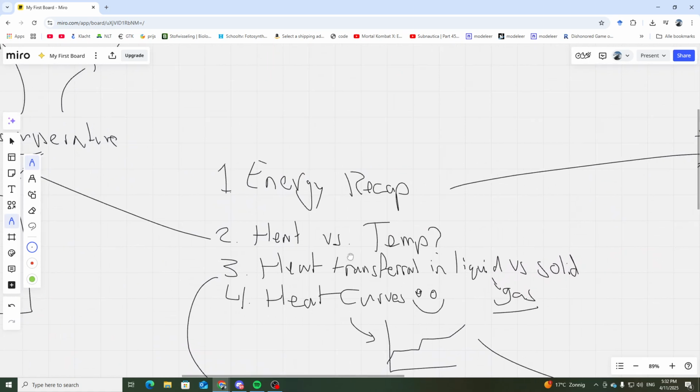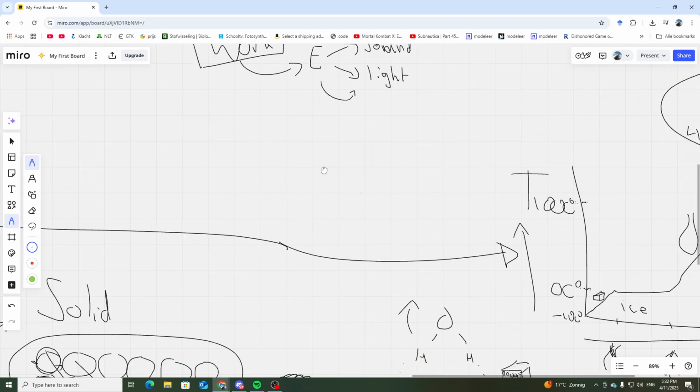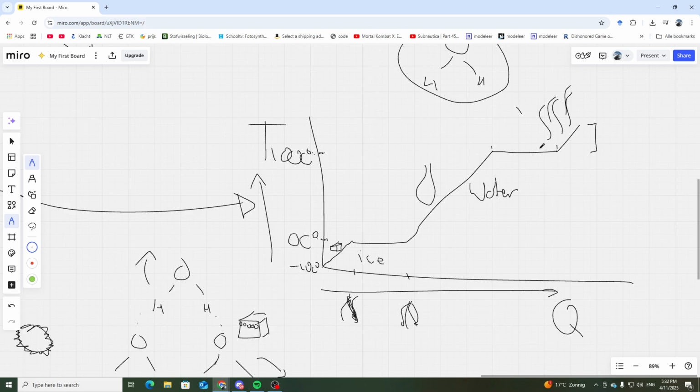Here it is. So, we did our energy recap. We did heat versus temperature, heat transferred in liquid versus solid, and then our heat curves over here with two plateaus. Both these plateaus, just to remind you, if the explanation was a bit difficult, are for breaking our bonds. That is where our energy is going. Why do we plateau? Because temperature doesn't increase, since all of the energy from the heat is being put into breaking our ice bonds or breaking our water bonds.